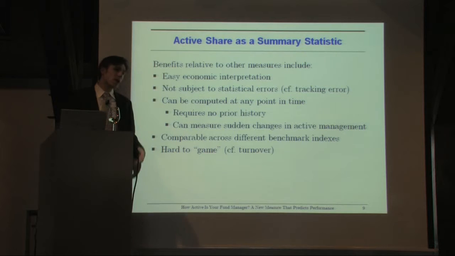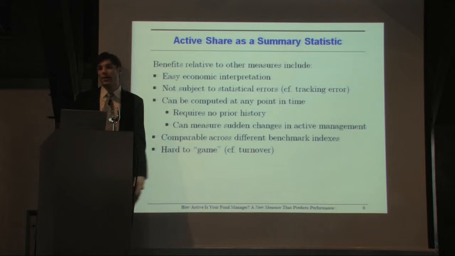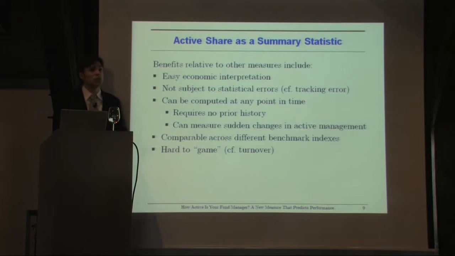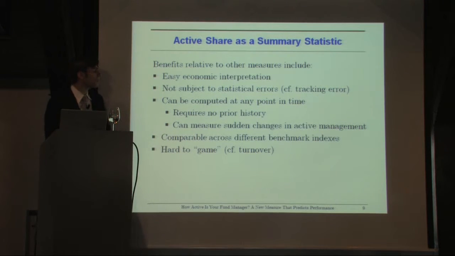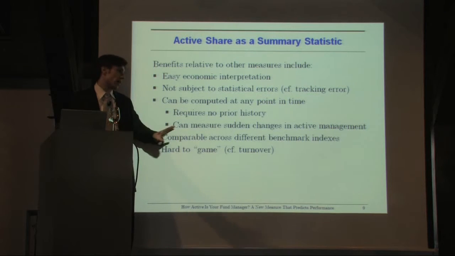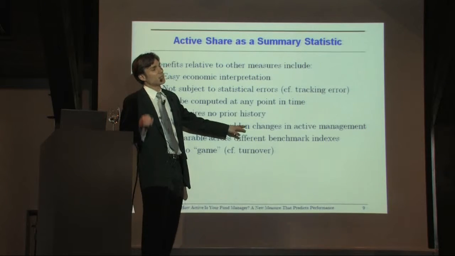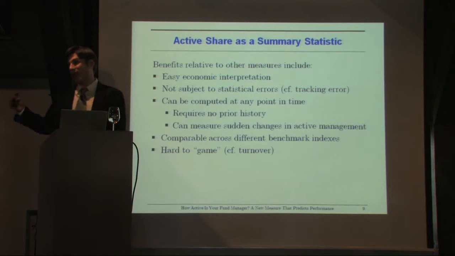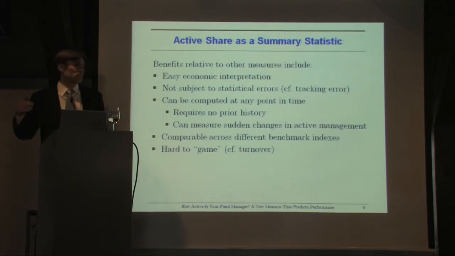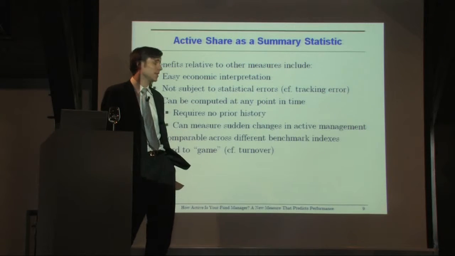Compared to, for example, tracking error, where you need past data to estimate it, with active share all you have to do is look at the disclosed portfolio holdings, which in the US have to be disclosed every quarter, and then you can just compute it without any error whatsoever. Another benefit is that if a fund's active share changes dramatically from one quarter to the next, you can capture that fully. So this lends itself to some nice case studies.